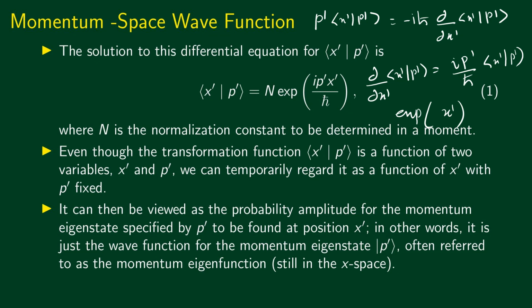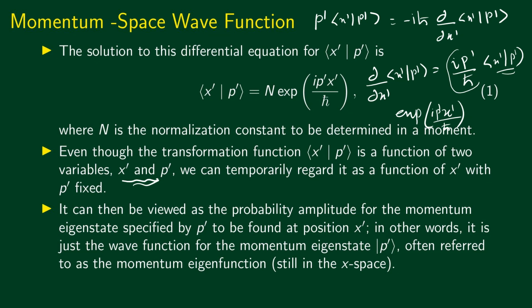So if I take the derivative with respect to x prime, this will give me the same function, right? But I need the same function multiplied by this factor, which means that this factor has to be appearing here. All right. So the solution is exponential of i p prime x prime divided by h bar. Right. There is also a normalization constant which has to be determined. All right. Now this is the transformation function, which is a function of two variables x prime and p prime.